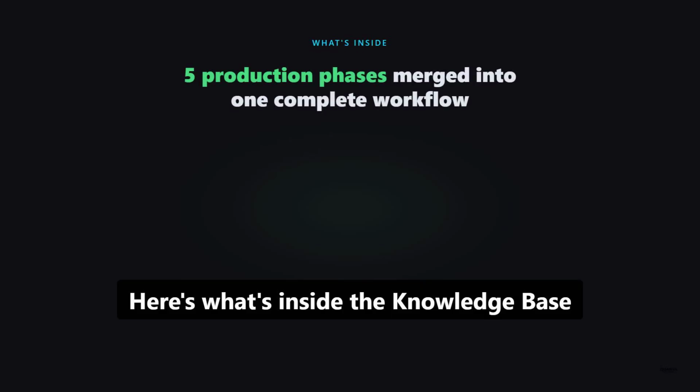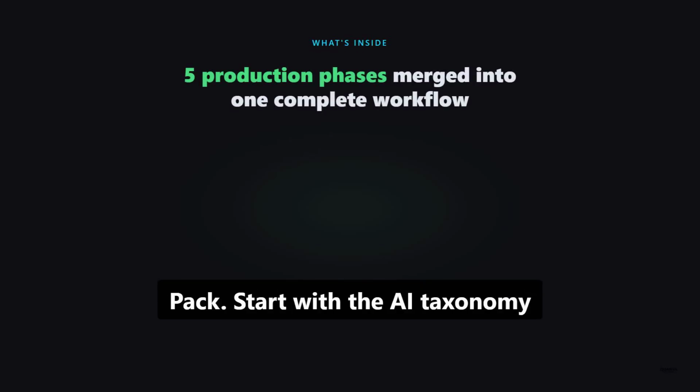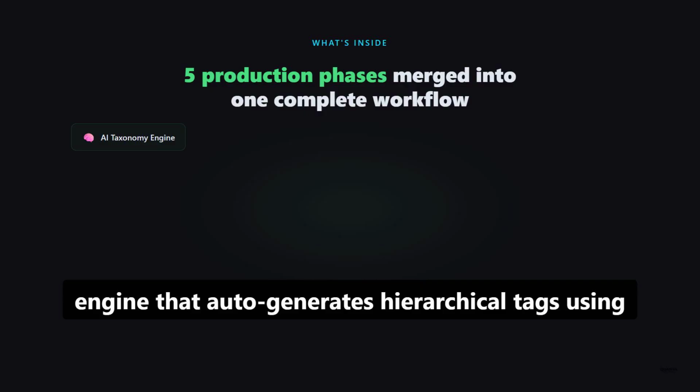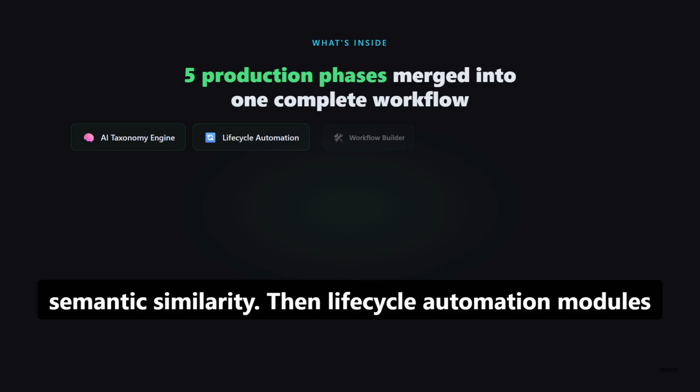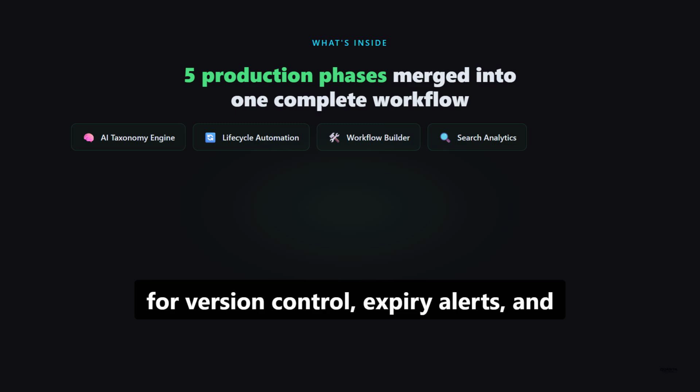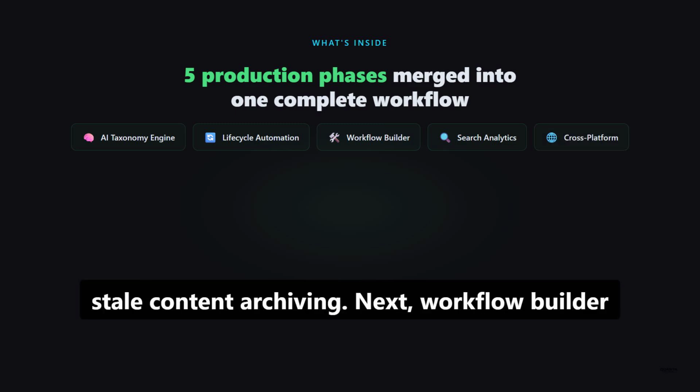Here's what's inside the Knowledge Base Pack. Start with the AI taxonomy engine that auto generates hierarchical tags using semantic similarity. Then, lifecycle automation modules for version control, expiry alerts, and stale content archiving.